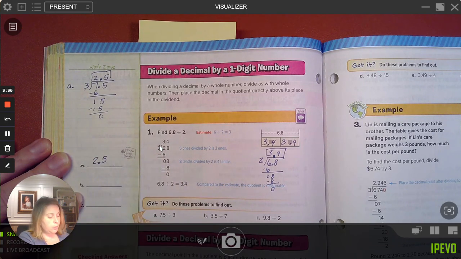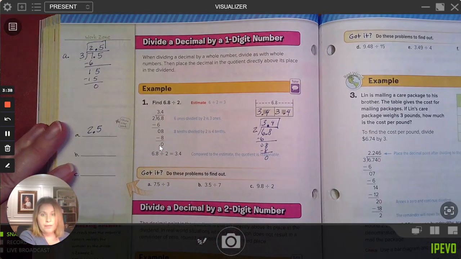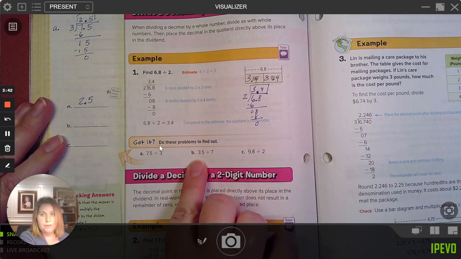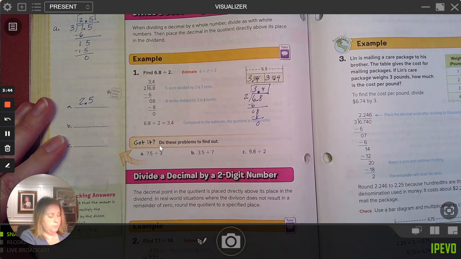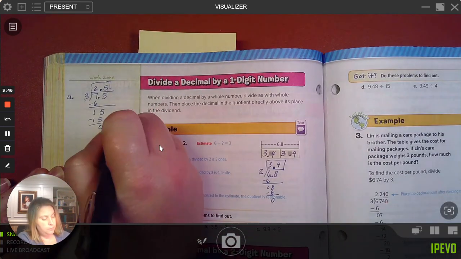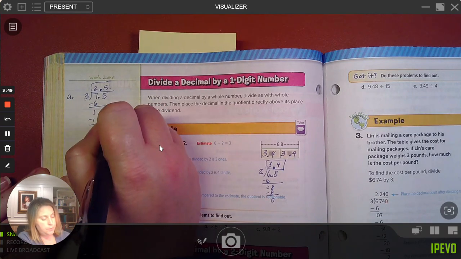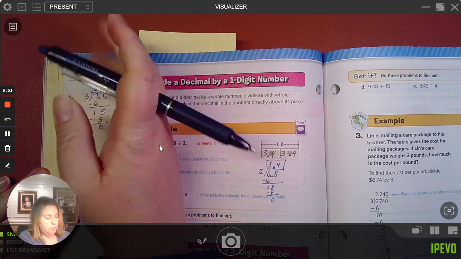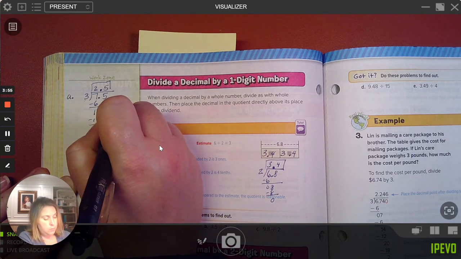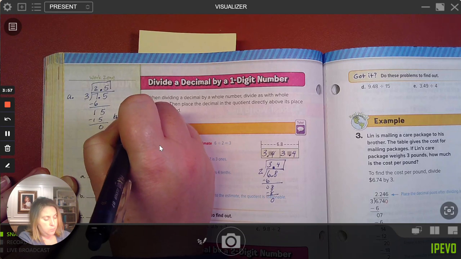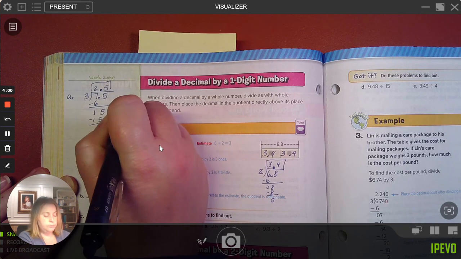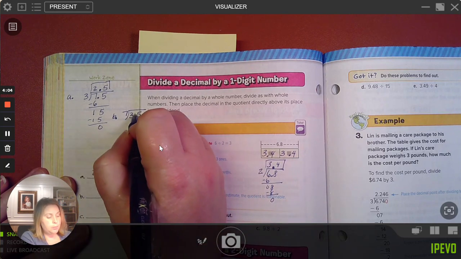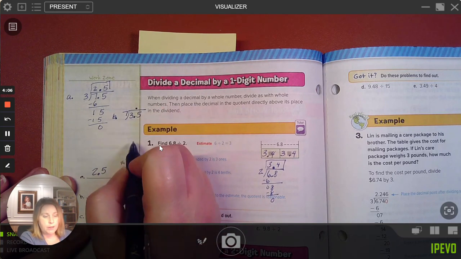All right, let's do example B. We have 3.5 divided by 7. 3.5 divided by 7. I'm going to work right here. So remember, we want to bring our decimal straight up, and then we divide like normal.